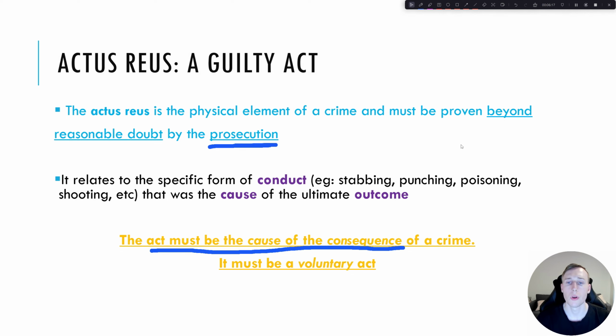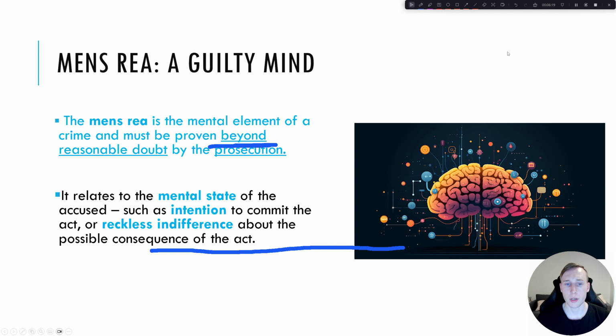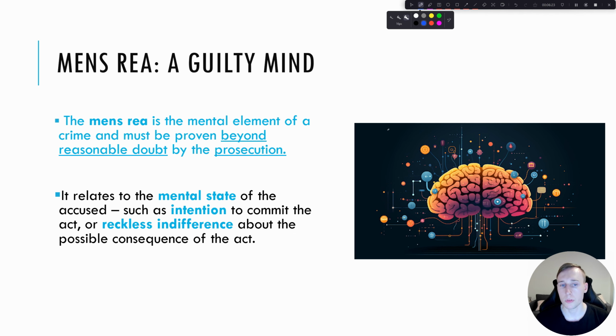Pretty straightforward. Moving on to the mens rea, this one is a little bit more confusing, but basically just think about what's going on in someone's mind at the time of the crime. So what is the mental element of the crime? The most common one you'll probably see is someone's intention to commit a crime. What that might mean is someone might be planning to murder someone for 2 weeks. That clearly shows that they had intent or intention to commit the crime.